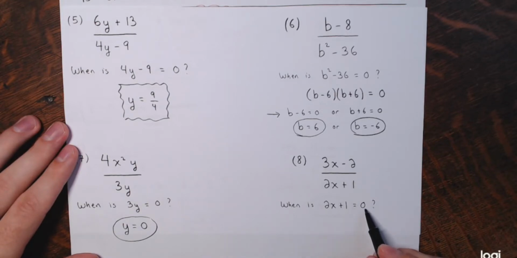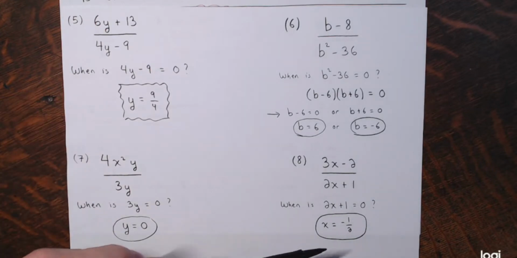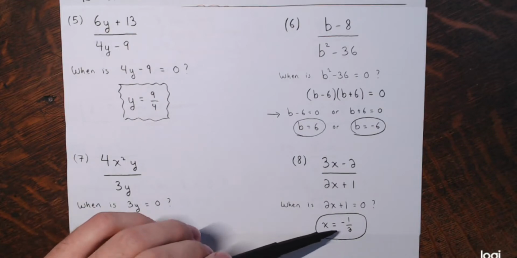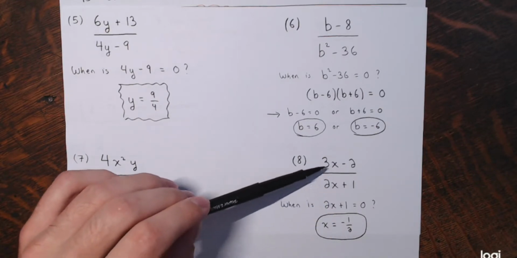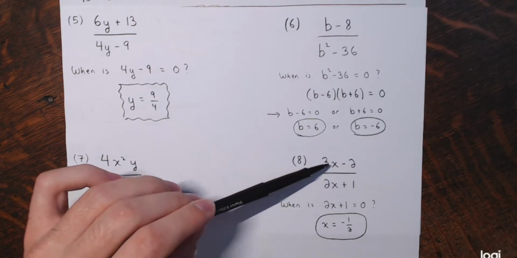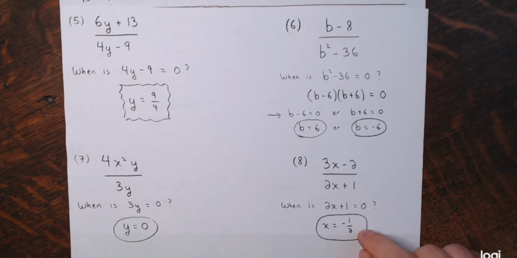Simple enough. Subtract 1, divide by 2. So when x equals negative 1/2, this expression will be undefined. So I could replace x with anything except negative 1/2, and it would be a defined value. I could replace x with 100, with 7, with 13, with 3/4, and with pi, and it would be a defined value. The only one that's no good is negative 1/2, because it makes me divide by 0.